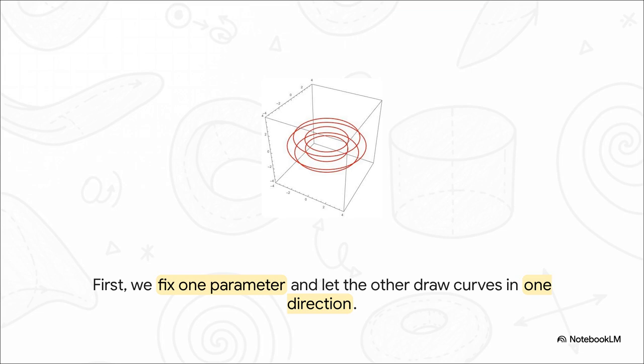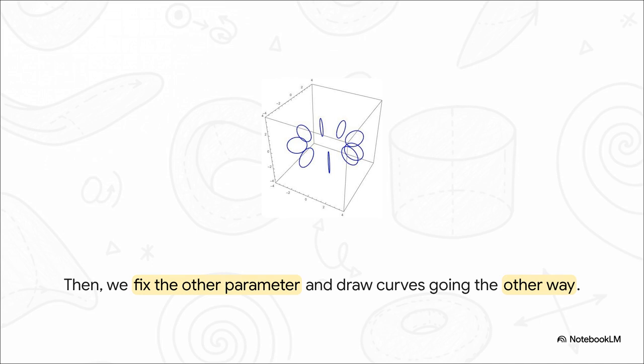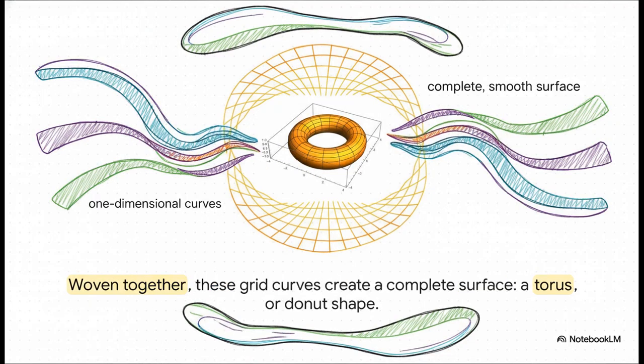Let's actually watch this happen by building a torus, a donut shape. First, we're going to hold one parameter still, let's say v, and we let the other parameter, u, do its thing. When we do that, we draw a whole family of circles. These are going to be the first set of threads in our weave. Next, we do the exact opposite. We hold u still and let v run its course. This gives us a second family of curves, all running perpendicular to the first set. These are the cross threads that are going to complete our surface. And when we weave these two sets of curves together, we get a complete, perfect, smooth surface. It's just an incredibly elegant way to build these amazing 3D objects from a simple grid of 1D lines.